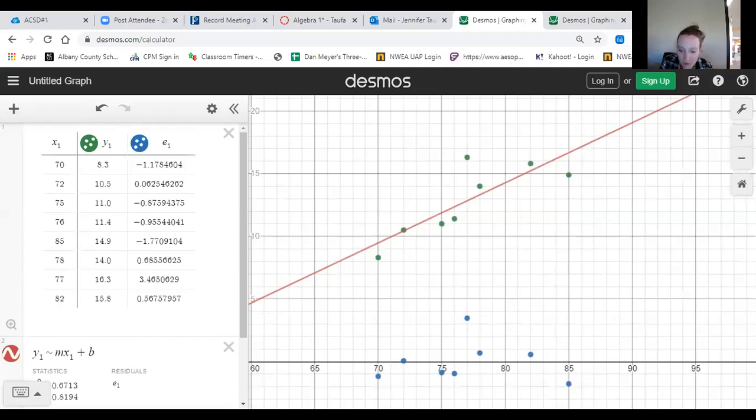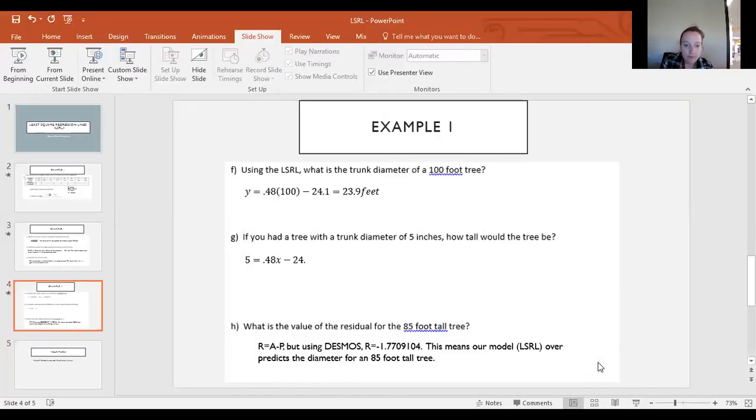All right, let's put that into our notes. So in Desmos, our residual is -1.770914. What that means is that our model over predicted the diameter of an 85-foot tree. Whoops, we were a little bit off. Our model said it was going to be bigger than it really was. But that's okay. That's what statistics is about. We give a prediction and we're close.